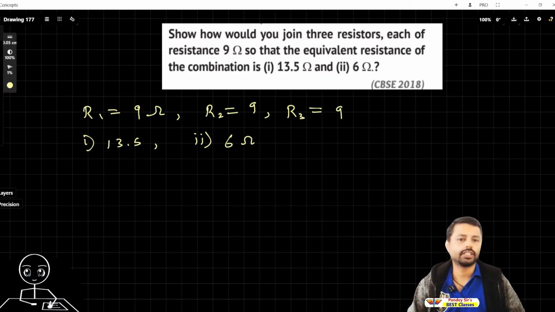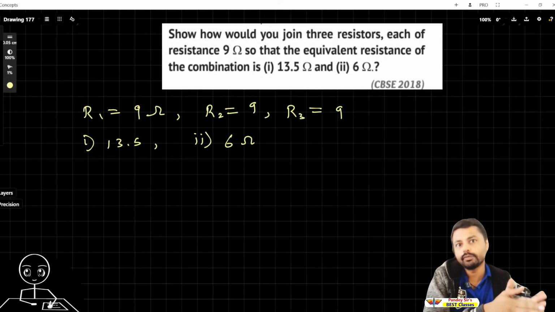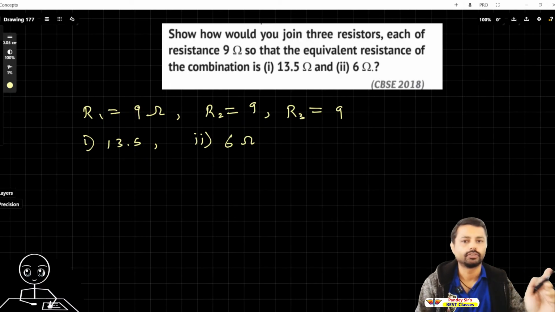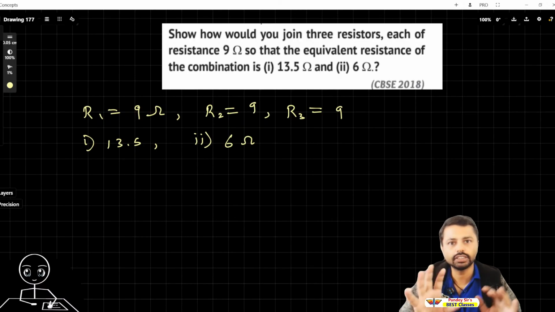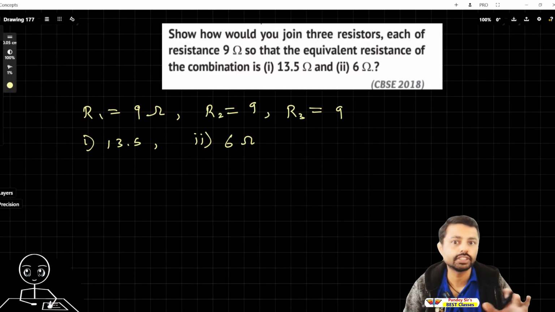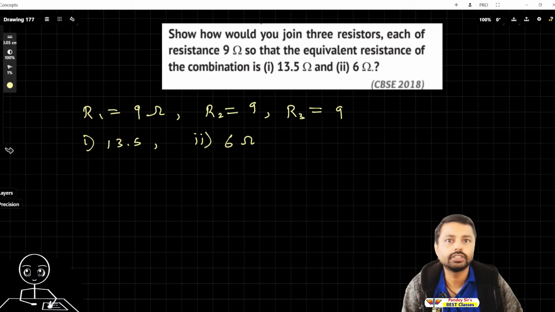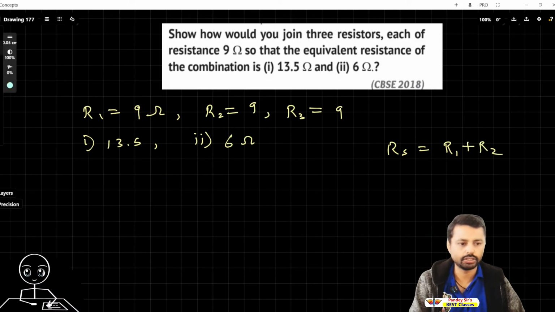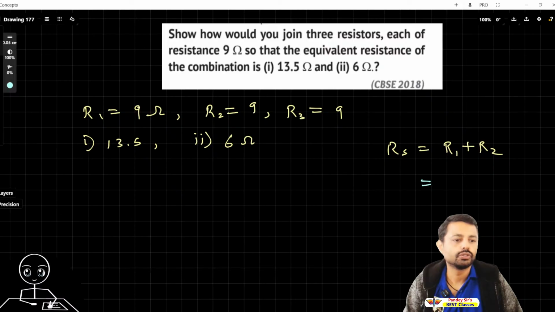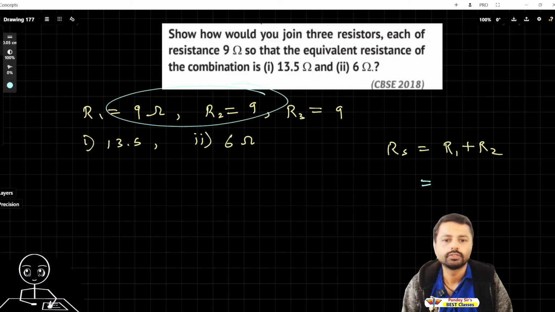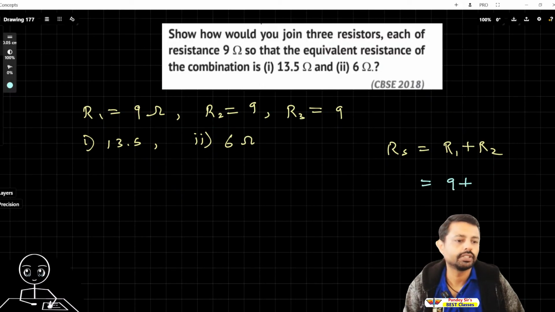Now what is 13.5? It is a little bit bigger than 9. Okay, so let's just do some rough work quickly so that it will save your time. If we join these two in series, we'll get 18, because in series R of series equal to R1 plus R2. For rough work, I will use another color. So 9 plus 9, that's 18.